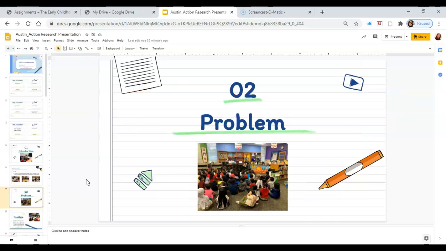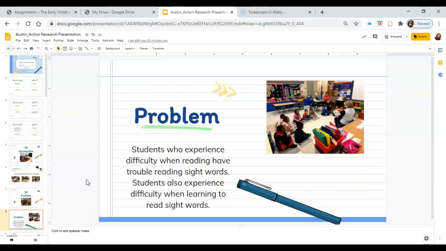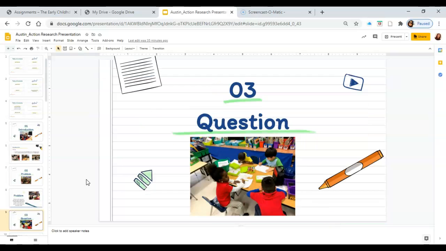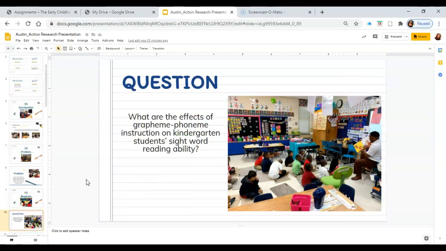Right, the problem that I attempted to address. Students who experience difficulty when reading have trouble reading sight words. These same students tend to experience difficulty when learning how to read sight words. So my question that I attempted to answer: what are the effects of grapheme phoneme instruction on kindergarten students' sight word reading ability?